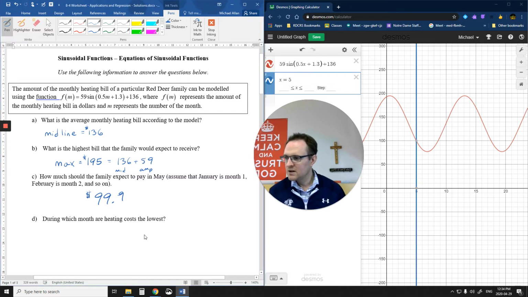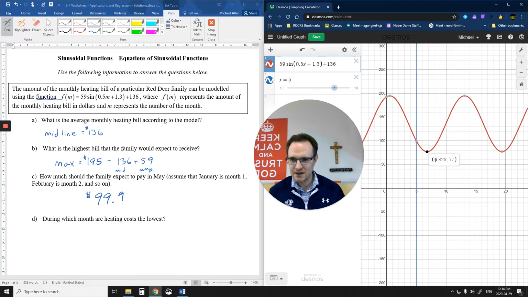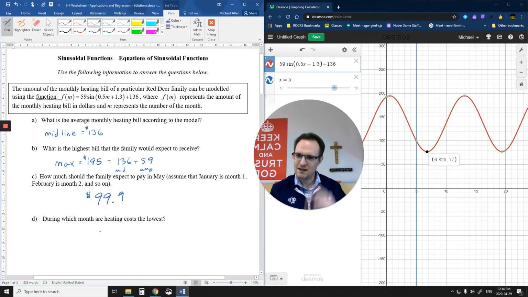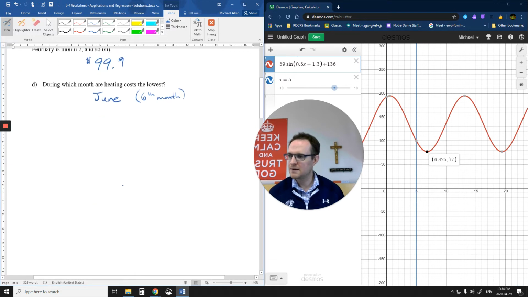Okay. During which month is the heating cost the lowest? Okay, so I go back here, hit this, and you can see here it's 6.8 months. So which month is that? 6.8. So that's in the, what is it? January, February, March, April, May, June. In the month of June. It's getting close to July, but that number is in the June, so it's not quite the 7th month yet. So I'm going to say June, 6th month. Okay, there we go, not too bad.